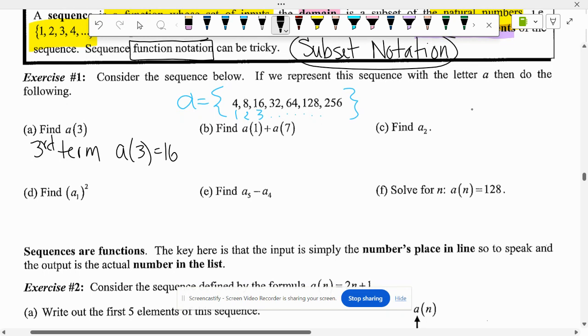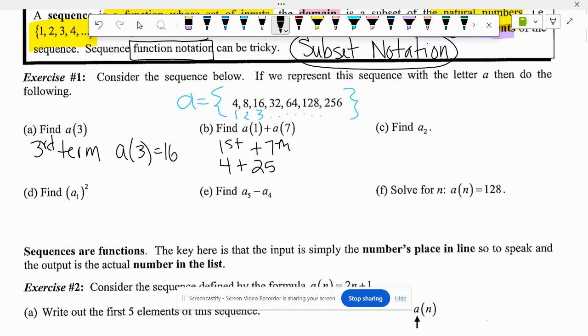Example B says find A of 1 plus A of 7. This means you're just going to take the first term and add it to the 7th term. What is the first term? And what is the 7th term? 256. And 4 plus 256 is 260. Okay. How do we feel about that?